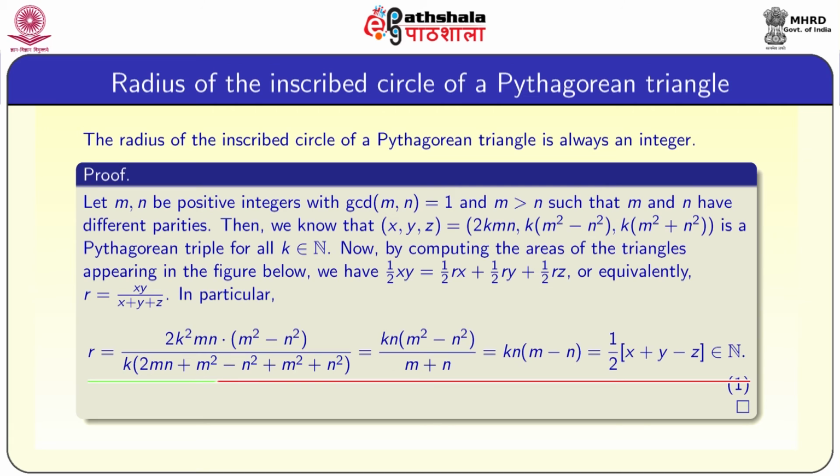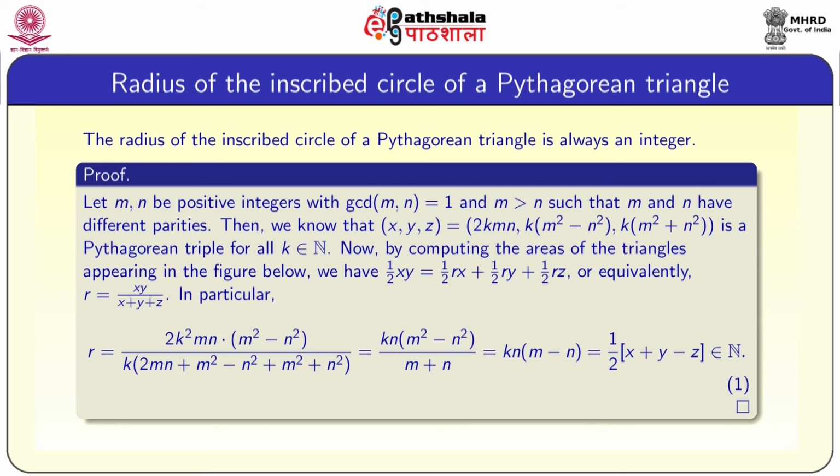r is equal to 2k square mn into m square minus n square by k times 2mn plus m square minus n square plus m square plus n square, which is equal to kn into m square minus n square by m plus n, which is equal to kn into m minus n. We can also easily see that it is half times x plus y minus z, which belongs to N.